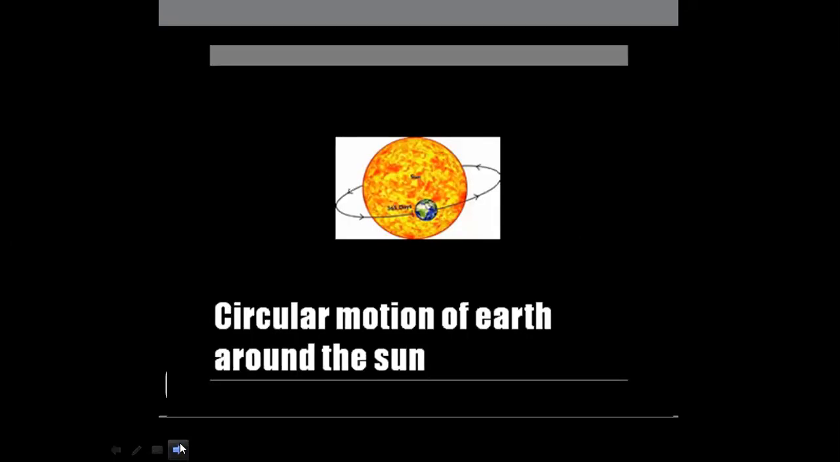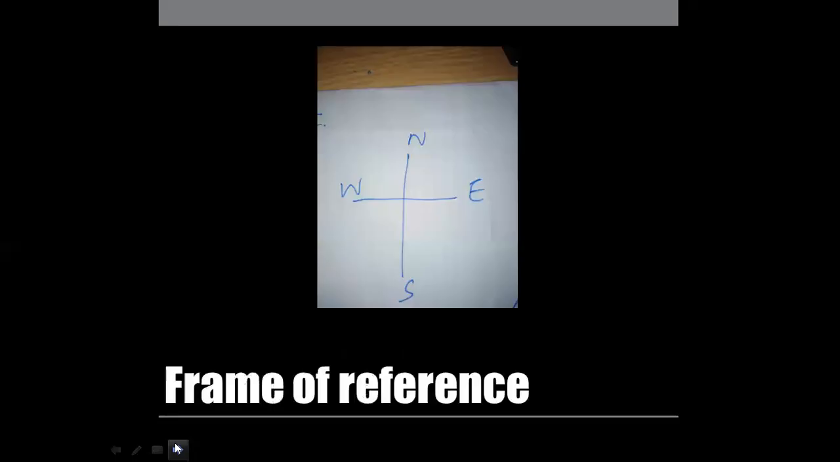Now these are the examples. Circular motion of earth around the sun. You can see the earth. The blue colored circle is showing the earth that is moving, that is circulating in this circular orbit. So the motion of earth around the sun is also known as circular motion.